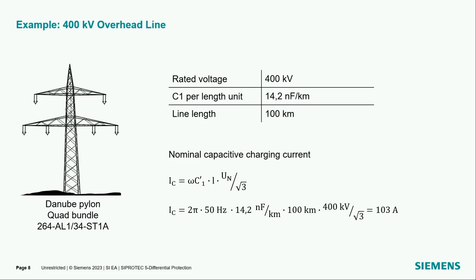Based on the data from the slide before, we can calculate the nominal capacitive charging current of the line. This nominal capacitive charging current is the angular frequency multiplied with the line capacitance, the line length, and the phase to ground voltage. In our example, the result is 103 amp.